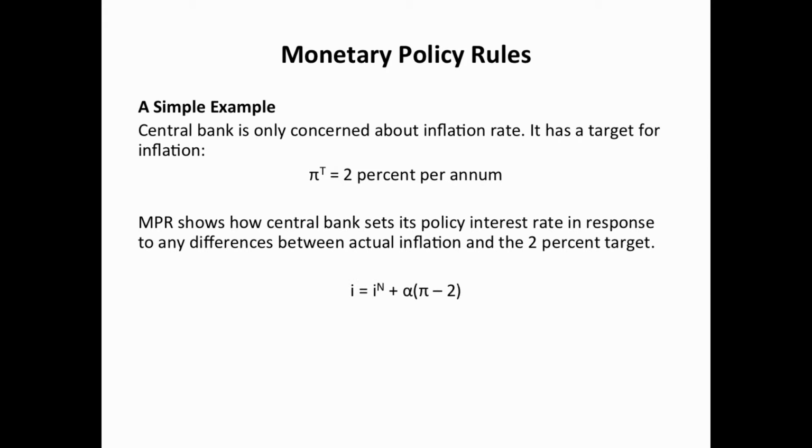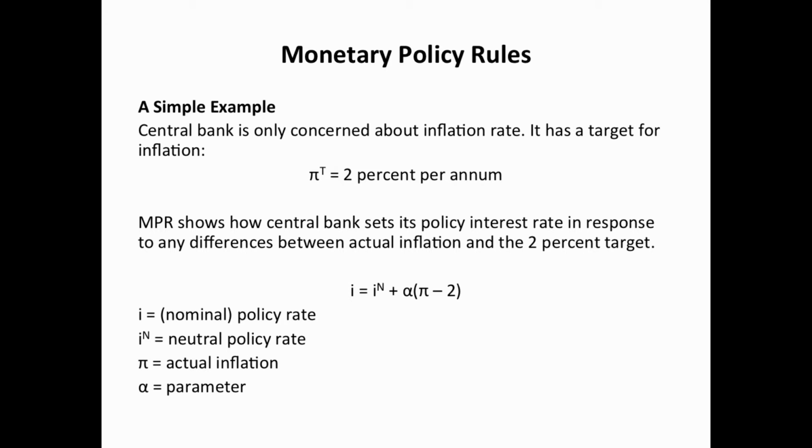We can represent a monetary policy rule by a simple equation. On the left-hand side of the equation, we have the nominal policy rate. And on the right-hand side, we have a constant, which we'll call the neutral policy rate, and a term which equals the difference between actual inflation and its target value, multiplied by a parameter alpha.